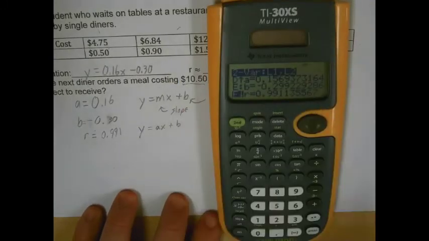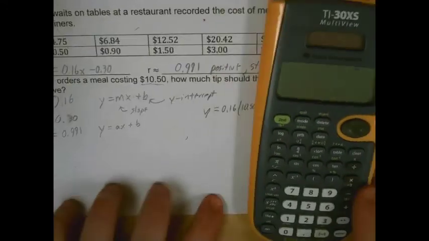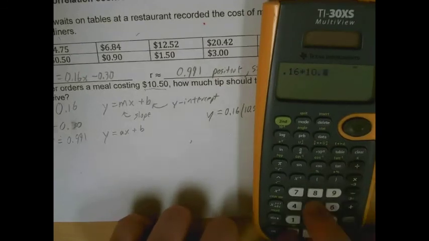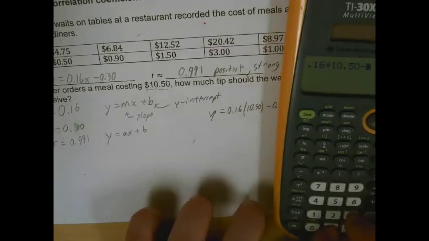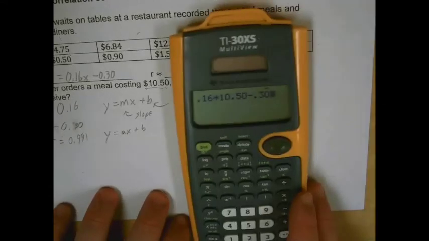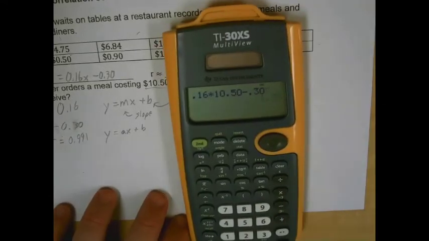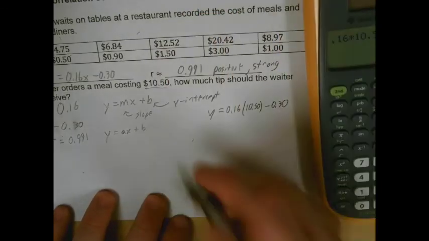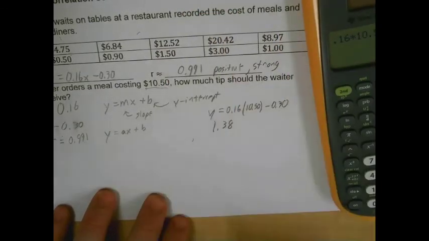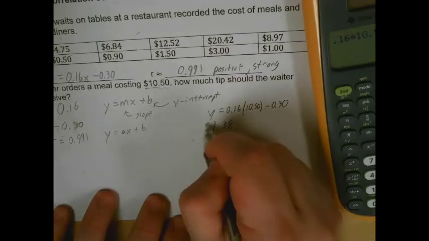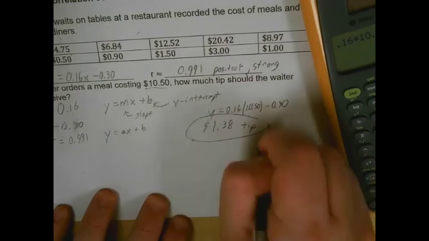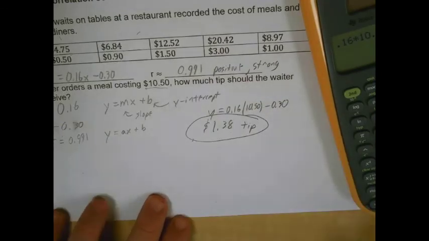And I'm going to just type that into my calculator. We're done with this, so I can hit clear. And I'm going to type in 0.16 times 10.50 minus 0.30. I'll slide my calculator over so we can see that. We're going to enter, and we're going to get 1.38. So if we have a meal that costs $10.50, we should expect a tip that is $1.38.